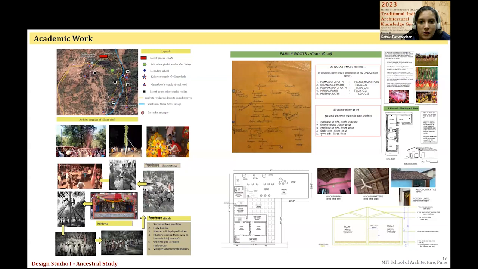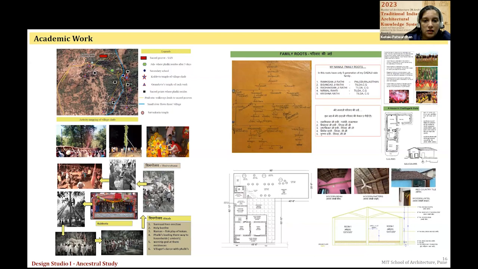And then we have one student from Raipur, Chhattisgarh. So she has documented her house, her ancestral house, which has a sacred grove at the backyard. So this has been a completely new exploration for her, because all these years she didn't even bother to know what a sacred grove is. And now that she has understood that it is just next to her ancestral house, she has found a deeper connection to her past.